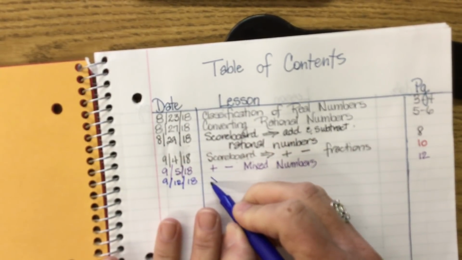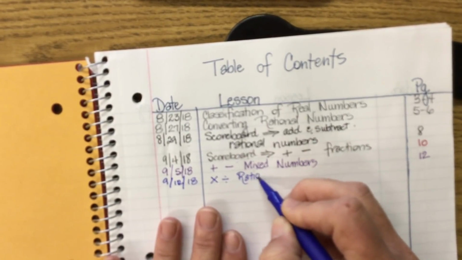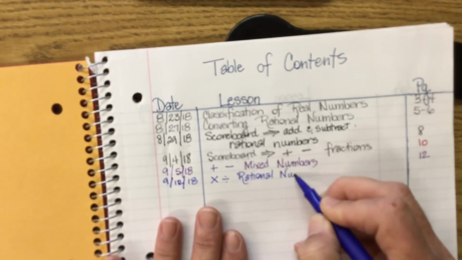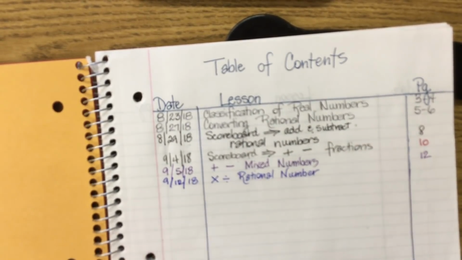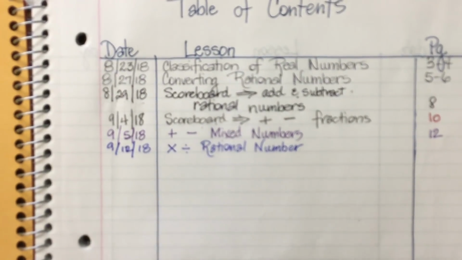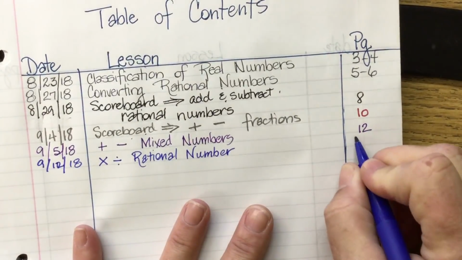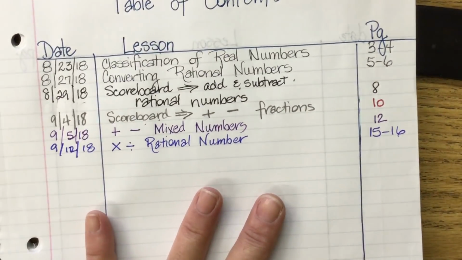So we are going to do multiply and divide rational numbers. And we're going to divide this up into 3 days because we're going to do integers, decimals, and fractions. And I'm not sure why it is not focusing. There we go. I'm going to be on page 15 and 16. Okay, all right, so when we are multiplying and dividing, today we're going to talk about integers.